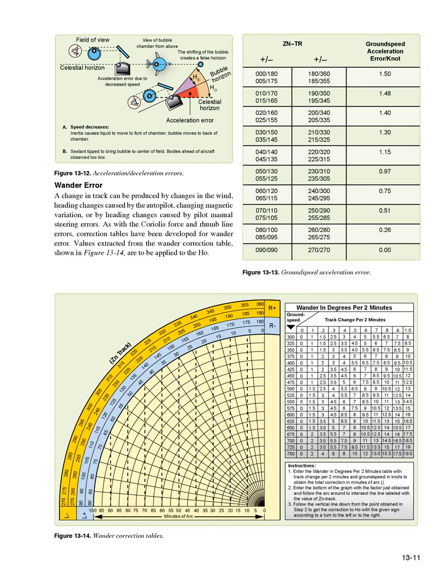Wander error. A change in track can be produced by changes in the wind, heading changes caused by the autopilot, changing magnetic variation, or by heading changes caused by pilot manual steering errors. As with the Coriolis force and rhumb line errors, correction tables have been developed for wander error. Values extracted from the wander correction table, shown in Figure 13.14, are to be applied to the HO.